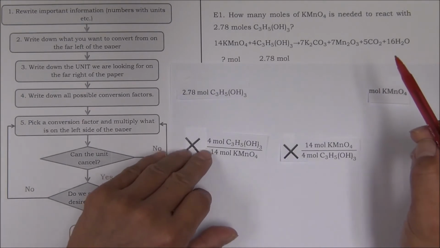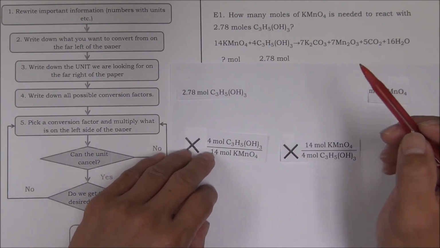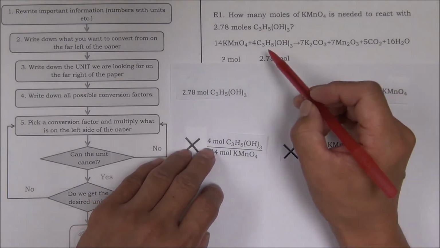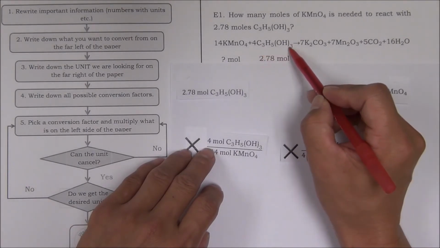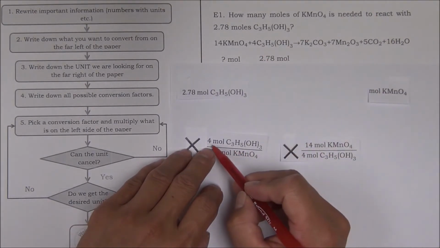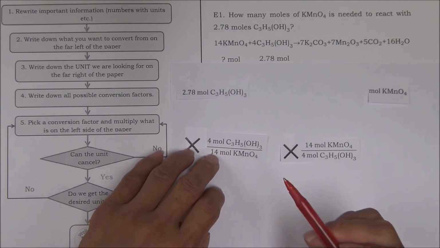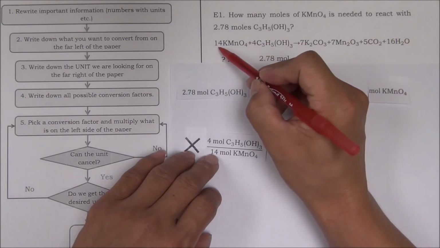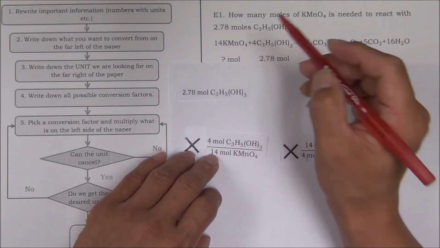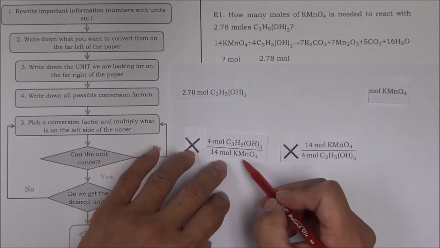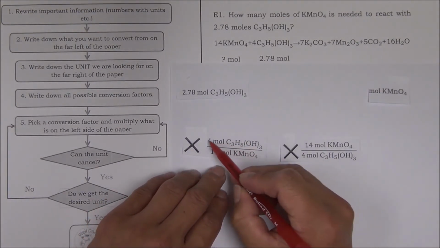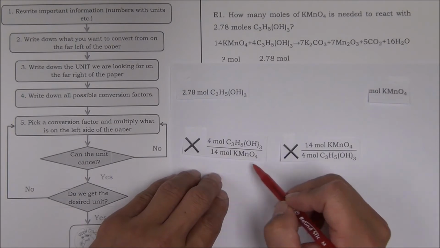To find a conversion factor from the balanced chemical equation is quite easy. 4 moles glycerol. So we put down 4 moles glycerol. We say 14 moles potassium permanganate. We put down 14 moles potassium permanganate. 1 on the numerator, 1 on the denominator.